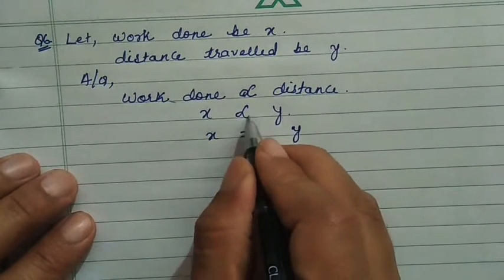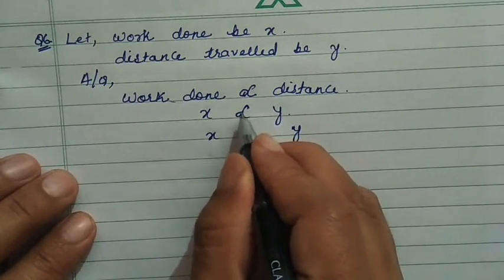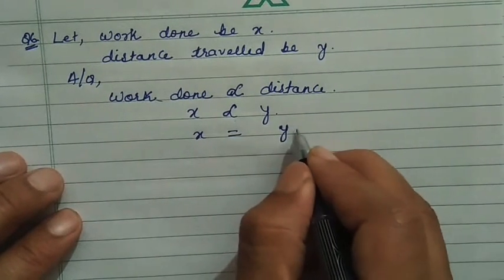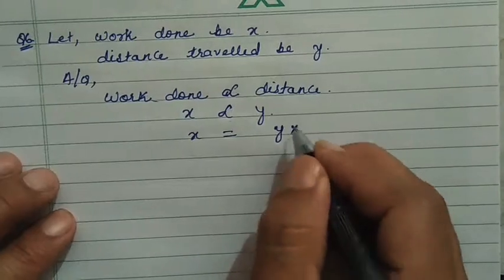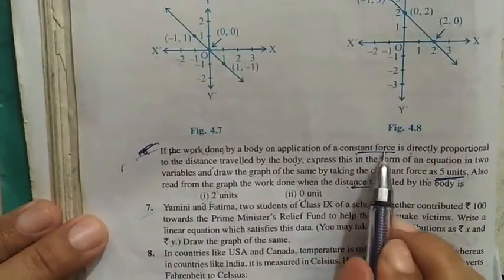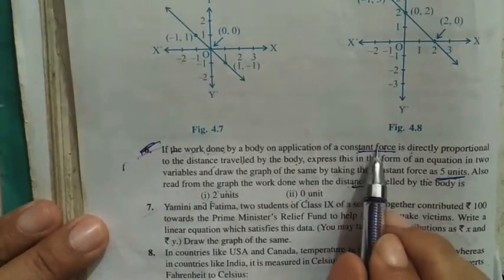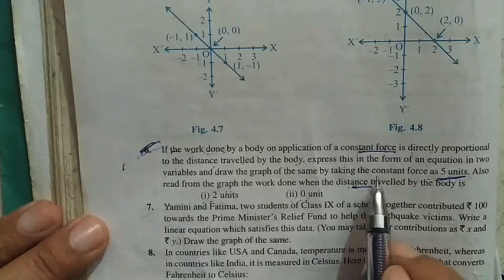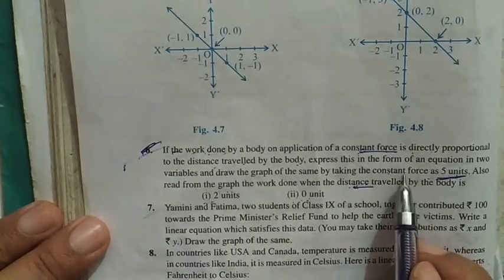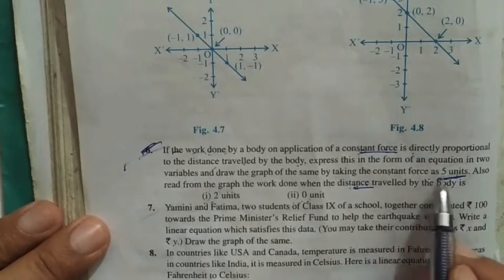But we can simply replace the proportional sign with an equal sign, and for that we need to put a constant. Now in the question, the constant is force. Constant force means the value stays the same throughout, and the value of the constant force is 5 units. Constant means it will be the same throughout, it will not change.